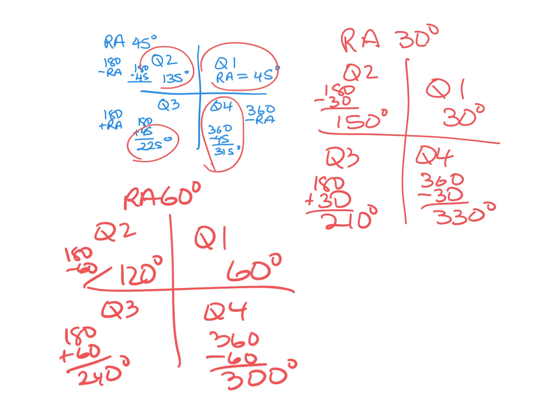Quadrant 1, it's the same. Quadrant 2, 180 minus that angle. Quadrant 3, 180 plus it. And then quadrant 4, 360 minus the reference angle. So let's try some of these.